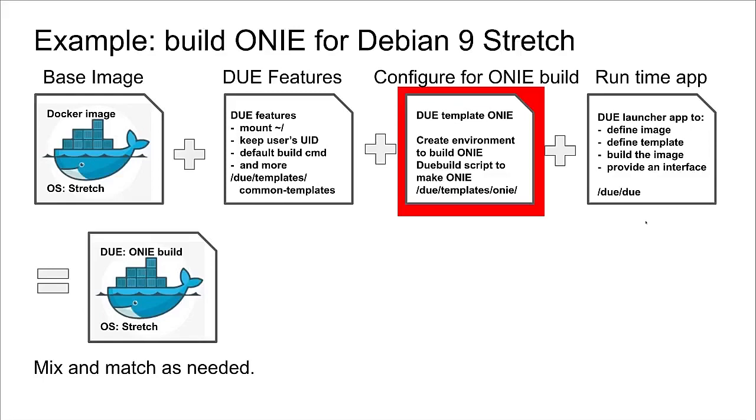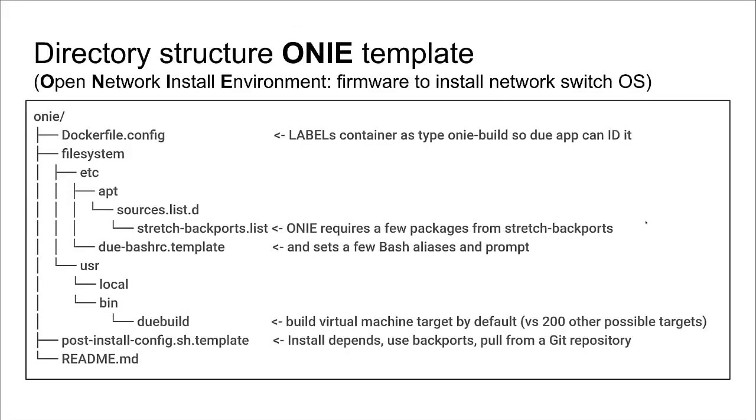ONIE, on the other hand, is a little more interesting. So we have the Docker file config. It has different suggestions about mounting directories when it gets run by the do application. A couple of other things there. Of interest here in the sources list, there's a stretch backports because the ONIE build environment requires some packages from stretch backports. So that was sort of an interesting example of how you can enhance the container. And then the bash RC just changes the prompt to be ONIE, so it's clear that you're in that environment.